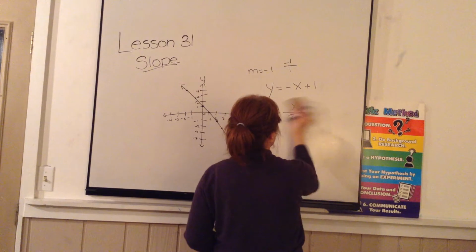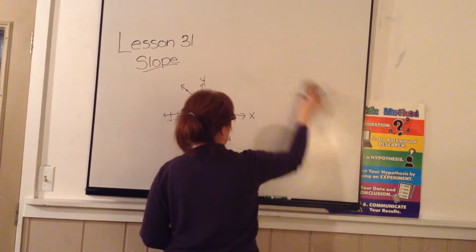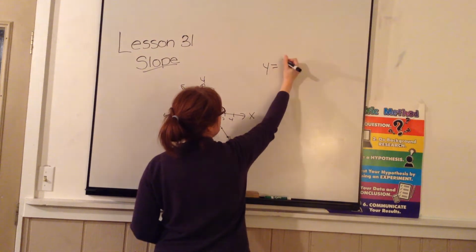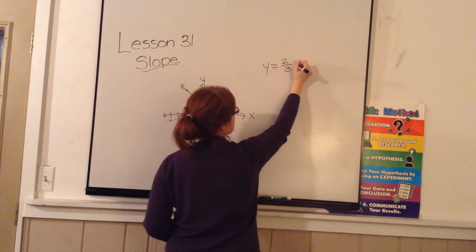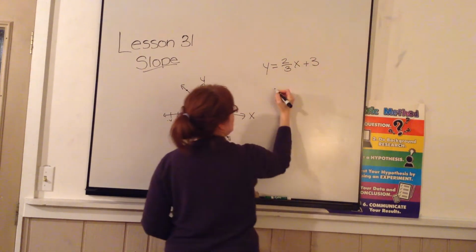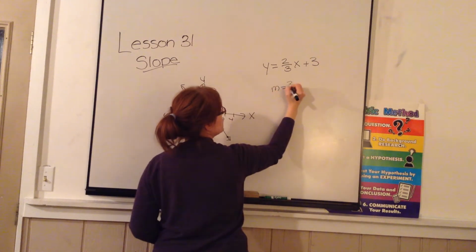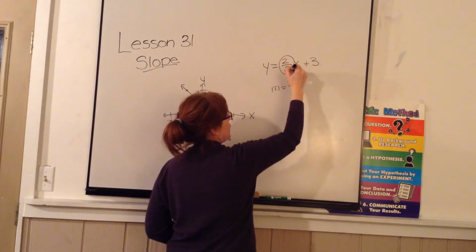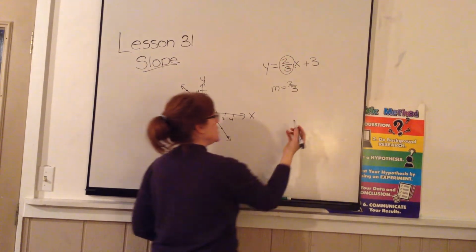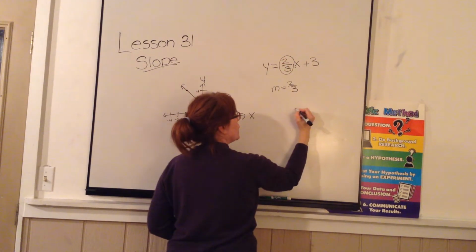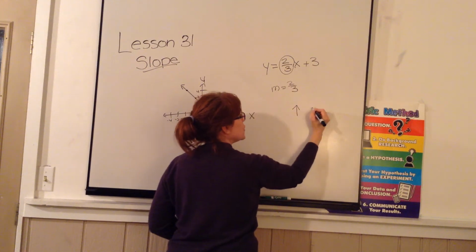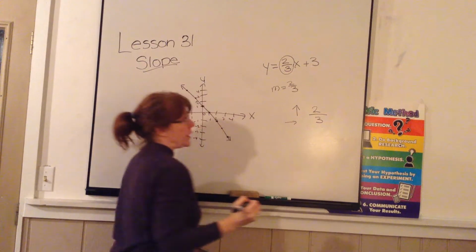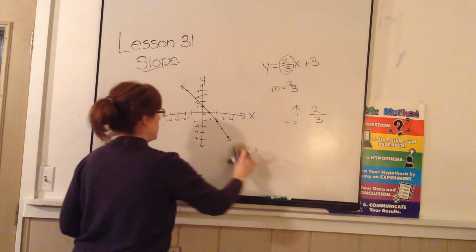What if I have a fraction for my slope? Remember that it's rise over run. So if I have, let's say, y equals 2/3 x plus 3. Well, my slope is going to be 2/3, okay? Because it's going to be this number right here. And that means that my points, when I'm graphing, I'm going to go up 2, and I'm going to go over 3, okay? So let me erase this line.